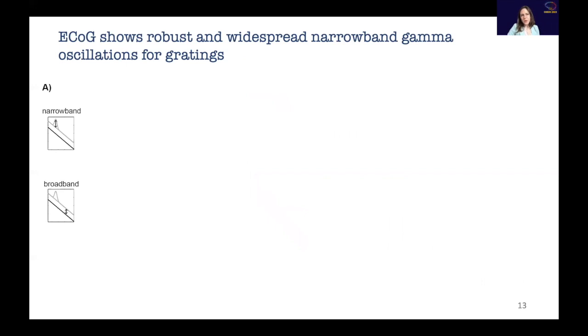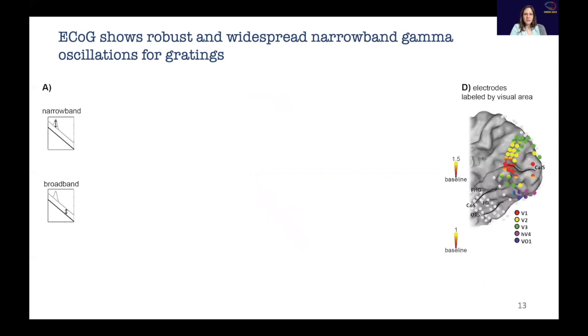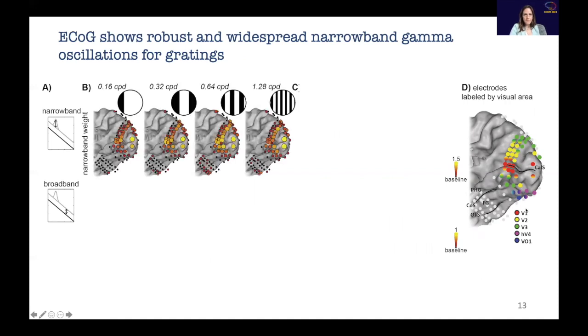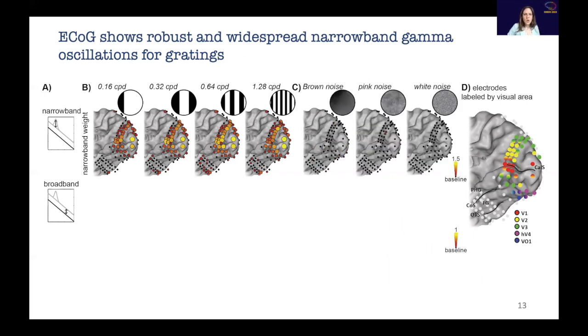And when we do this, when we separate the signal into a narrowband and a broadband component, we can look at the spatial distribution of the narrowband, for example, across many of these electrodes implanted in V1, V2, V3, hV4, and VO. And we see that the narrowband gamma oscillations are robust and widespread across visual cortex. Whereas electrodes didn't show significant narrowband gamma for noise patterns.